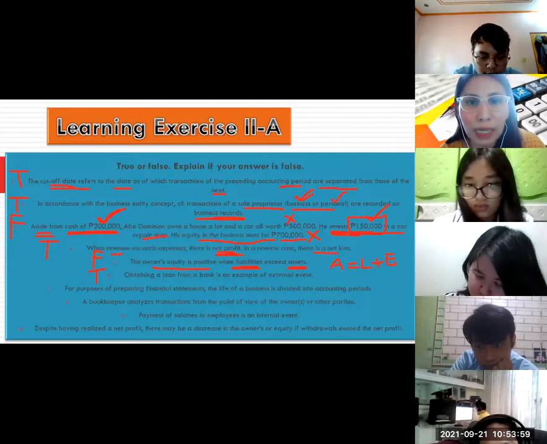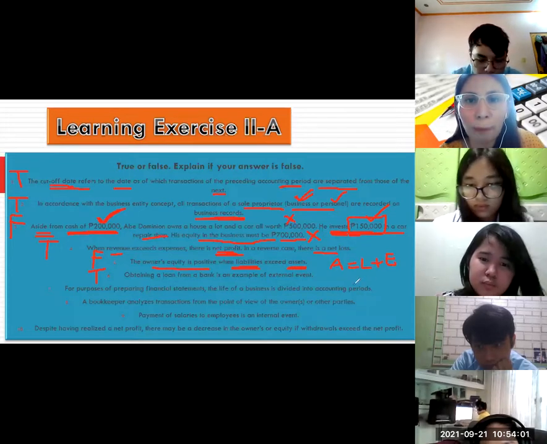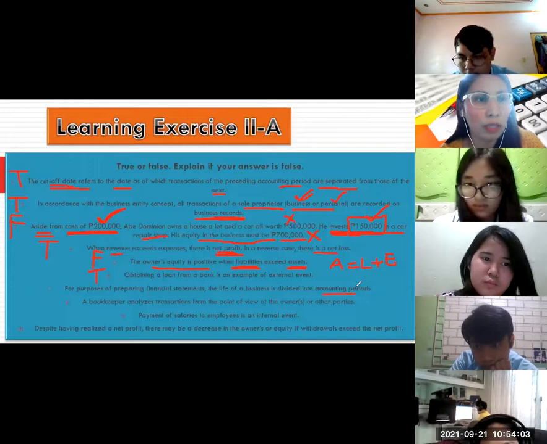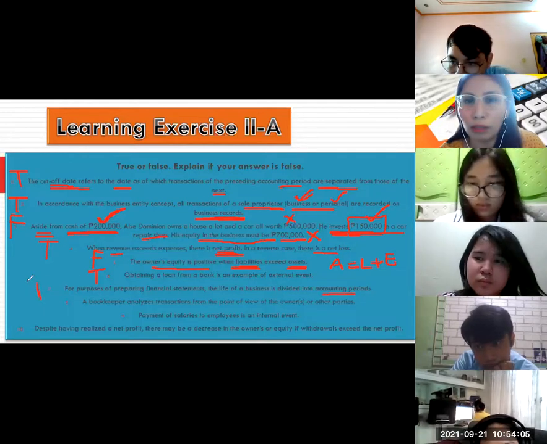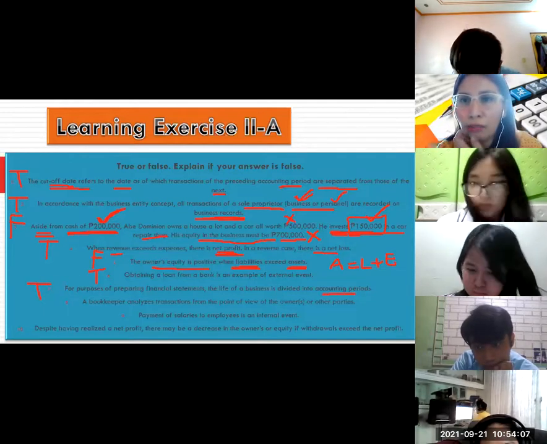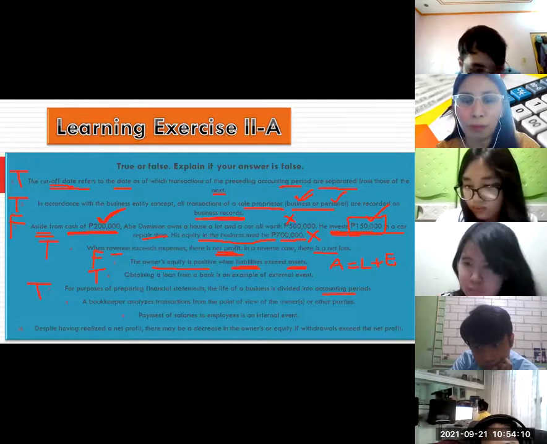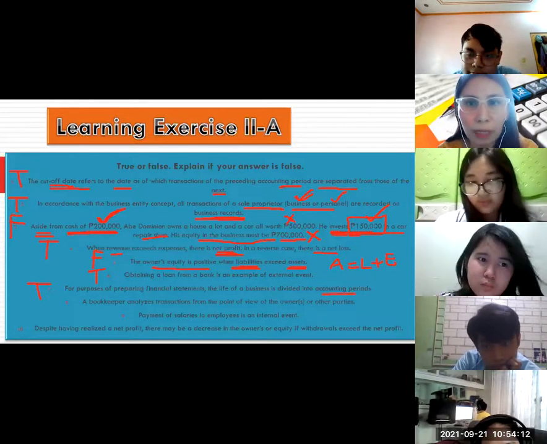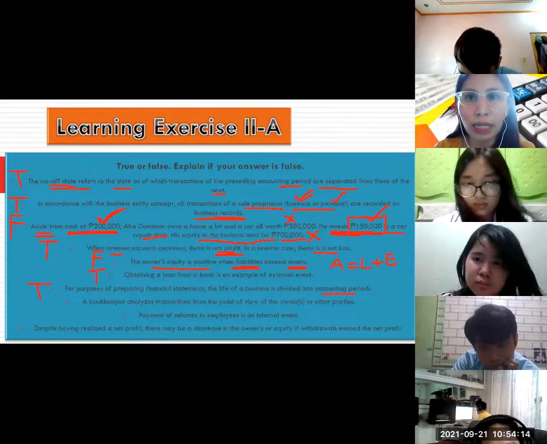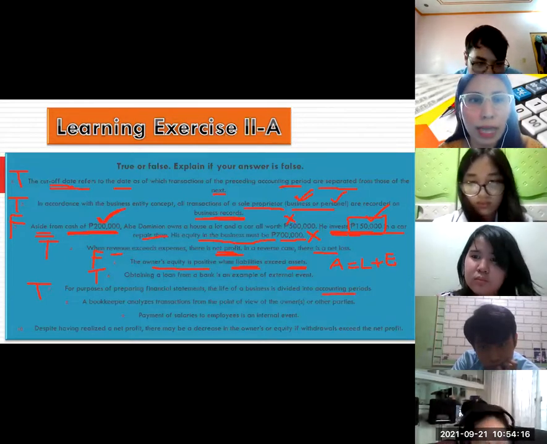For number seven, for purposes of preparing financial statements, the life of a business is divided into accounting periods. True or false? True. For number seven, true. Please check your own work. Recorded yan ha. Recorded.